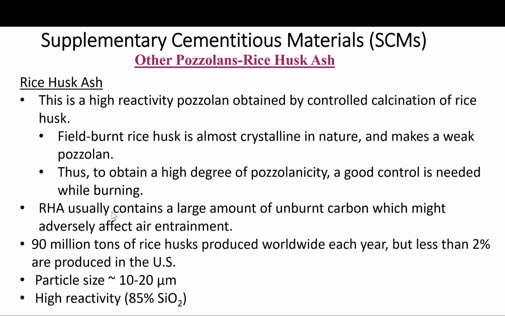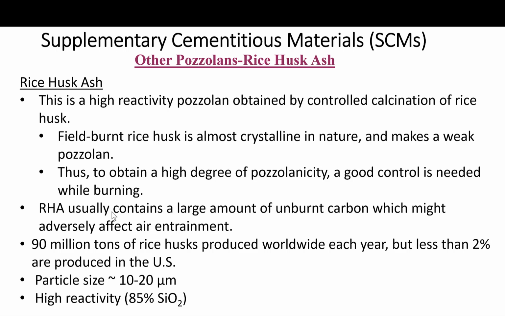Also, we have the rice husk ash, another commonly present pozzolan, but not very widely used in the US. This is, again, a highly reactive pozzolan obtained by controlled calcination of rice husk.